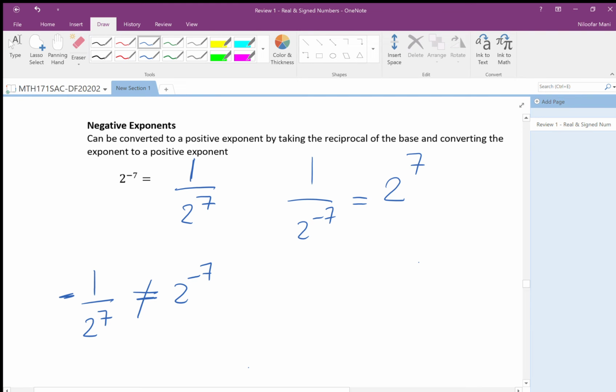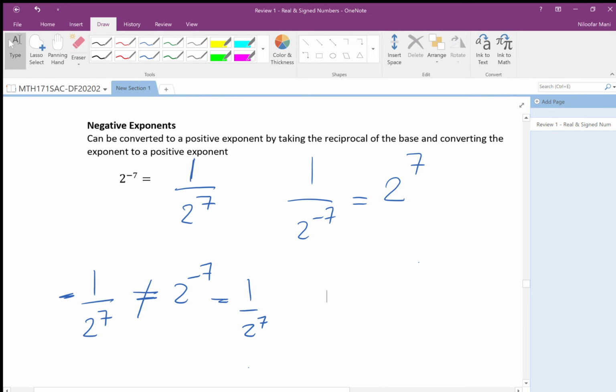Negative numbers stay negative. Positive numbers stay positive. The only thing changing is the exponent sign when I move the number from top to bottom. Okay? So this is not the same. This one is 1 over 2 power 7. They are not the same as each other at all. They are opposite, one positive, one negative.